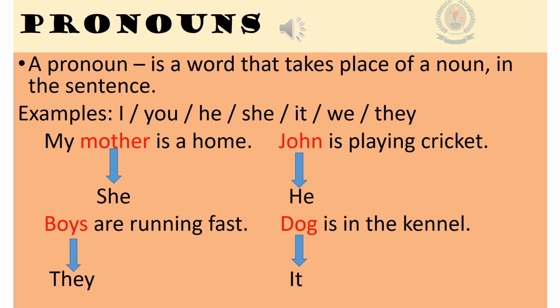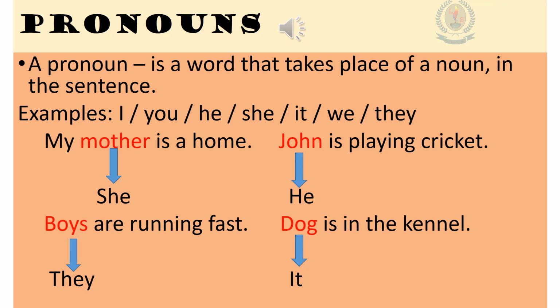So when you are writing a sentence, you can write John is playing cricket and he is in the ground. Or you should not tell John is playing cricket and John is in the ground. So instead of that noun, we remove the noun and instead of the noun, we replace with the pronoun.